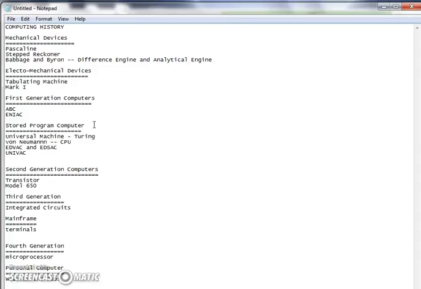And we consider the ABC and the ENIAC to be first-generation computers because they mark the beginning of the computer era. A computer is, by definition, an electronic machine that accepts data, processes it according to some set of instructions, and provides results as new data. And it can make simple decisions and comparisons, and that is all that the computers we have today do as well.